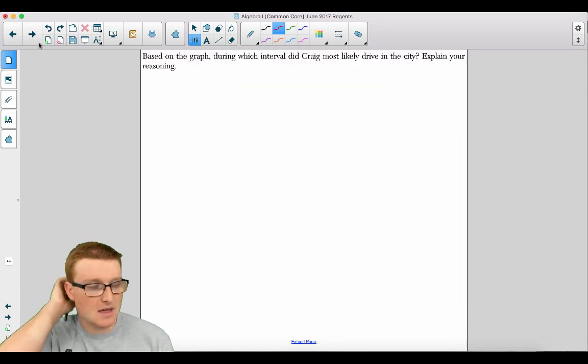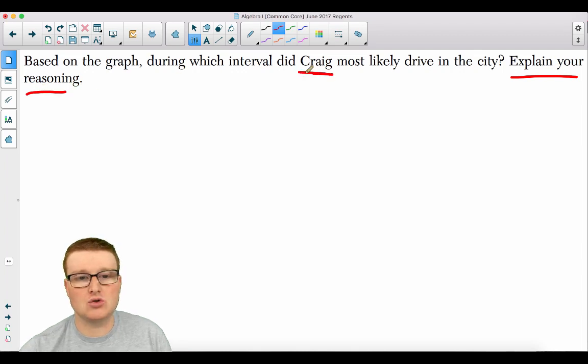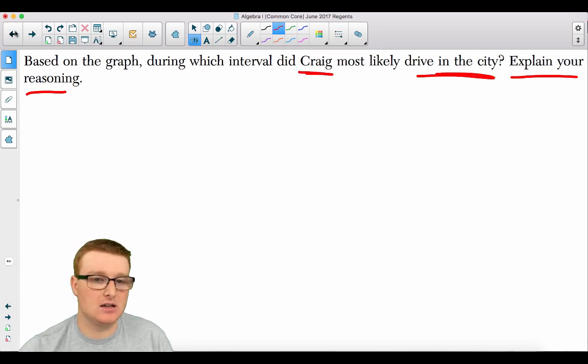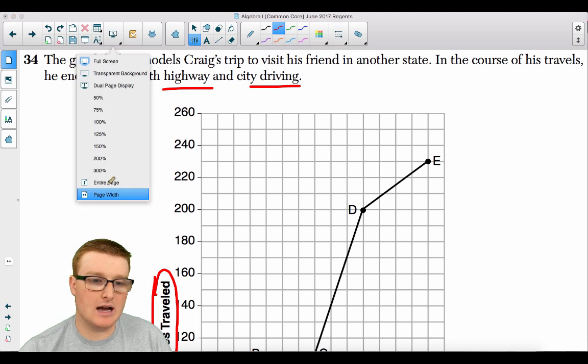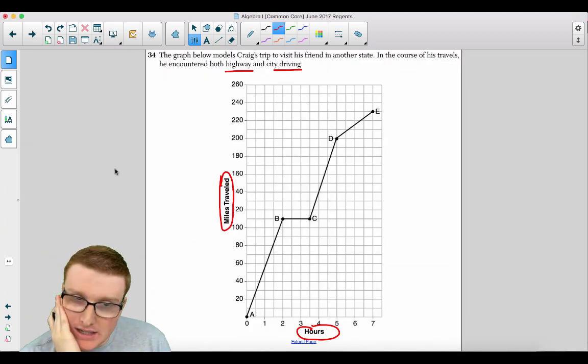Okay. Then, here we go. It says, based on the graph, during which interval did Craig most likely drive in the city? Explain your reasoning. Okay. Where did Craig drive in the city? I don't like this question, but it is what it is.